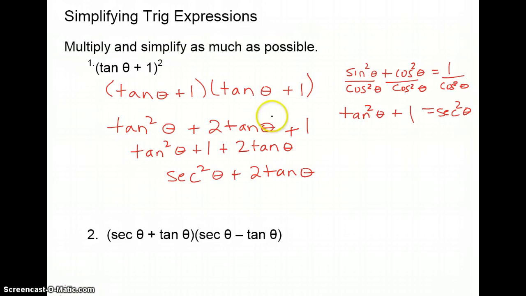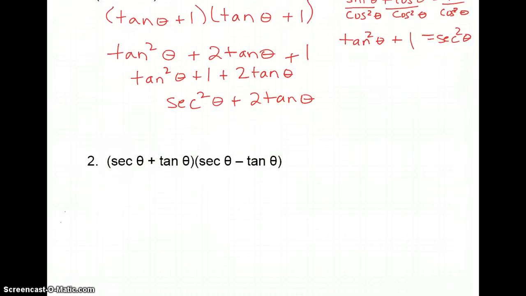Now sometimes simplifying it is going to help you be able to do something else, and sometimes it won't. But you have to multiply it out and then see what you've got after you've multiplied it out and see if you can combine any things together to get the answer. And again, you're not looking for a specific answer. When we get to proofs, we're going to look at how we can simplify something in order to make it the same as something else. Okay, let's look at the next one.